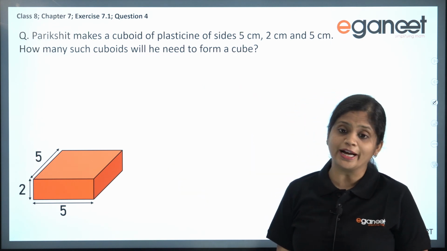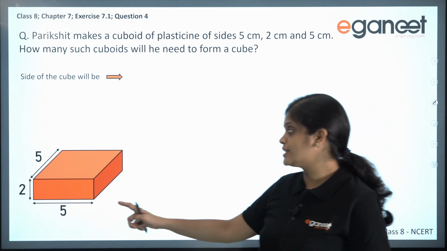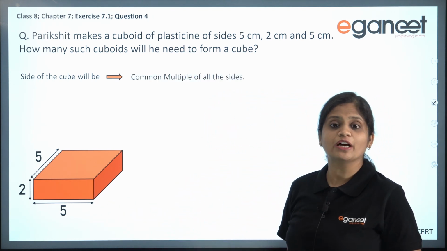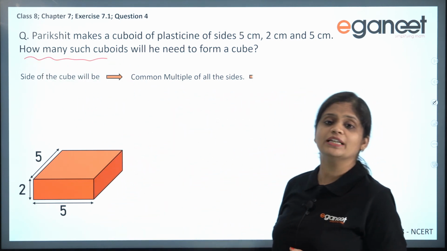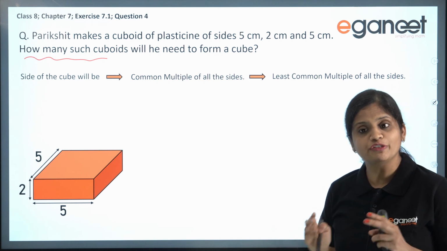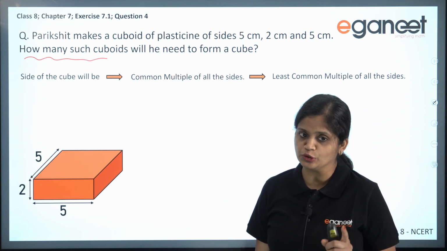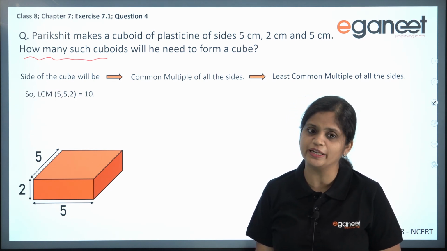We need to find the multiple of the sides of the given cuboid. And since we are trying to find the number of cuboids, we shall be dealing with the least number. Thus, we find the LCM of the given sides. What are the given sides? They are 2, 5 and 5. So, the LCM of 2, 5 and 5 will be very simply 10.